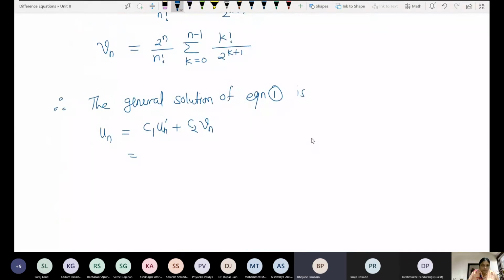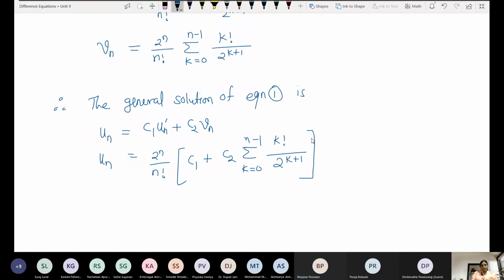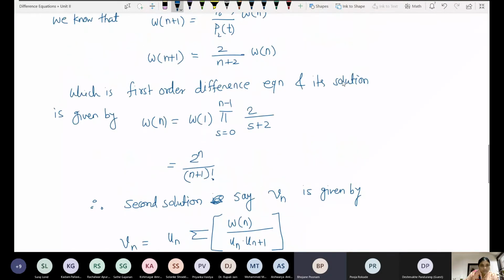2 raised to n upon n factorial I can take common: c1 plus c2 times summation k is equal to 0 to n minus 1, k factorial divided by 2 raised to k plus 1. That is my final required solution. Is that okay? Yes, ma'am. This is the general solution I am writing. This is our first solution, which we have written like un only.